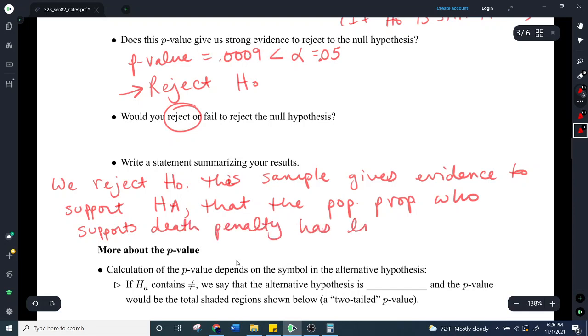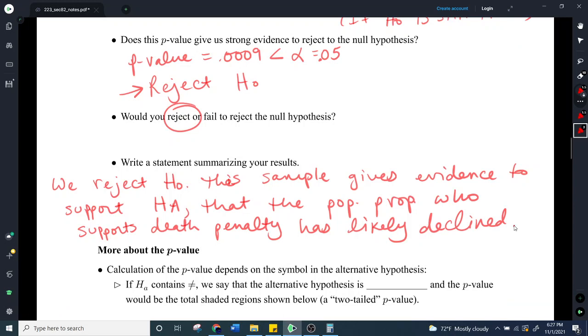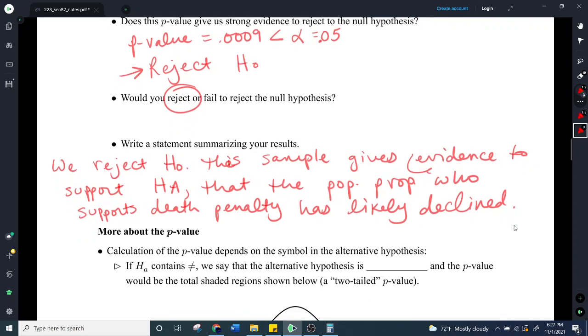Has likely declined. So the real population proportion, even though in 2009 it was 63%, is probably not 63% anymore. That's what we're saying. We think it actually has declined, and that's based on our alternative hypothesis, which said that we want to know if the population proportion has declined below 63%.